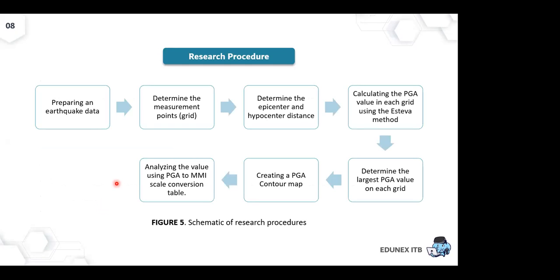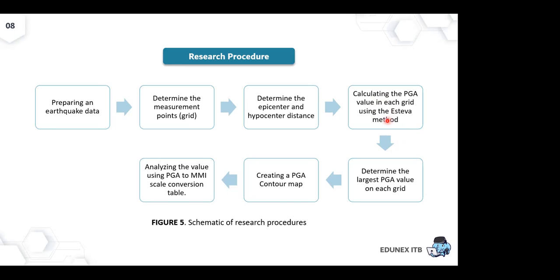Okay, next is the research procedure. The first thing to do is prepare the earthquake data, where the data can be downloaded from the USGS, United States Geological Survey website. The second one, determine the measurement points or grid, where in this study 41 measurement points were used. Third, determine the epicenter and hypocenter distance using equation 2 on the previous slide.